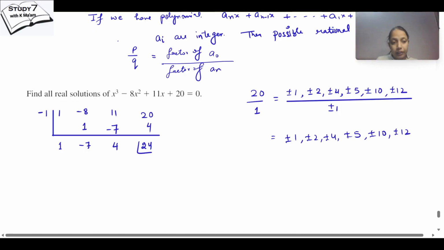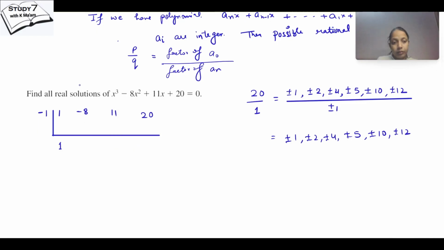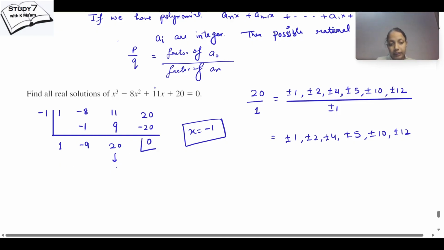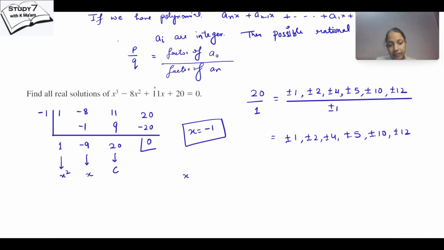Now change to negative 1. 1, negative 9, positive 9, 20 minus 20, 0. As you get 0, that means x plus 1, or you can say x equals negative 1, is one of the solutions. What are the remaining solutions? Use this quotient polynomial. Constant term, term with x, term with x square. So x square minus 9x plus 20 equals 0.